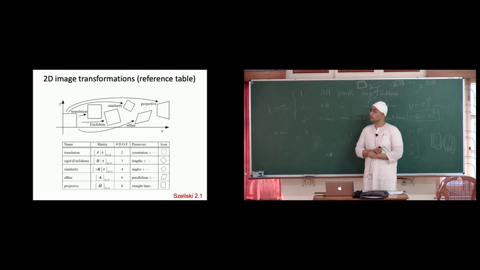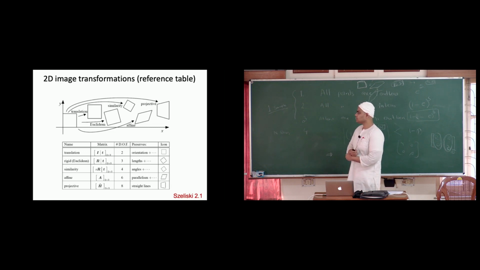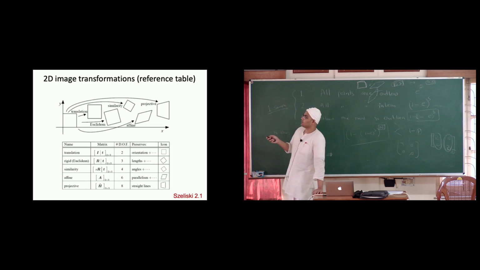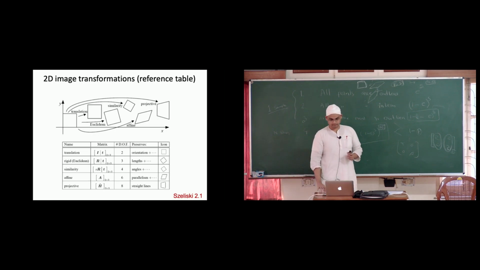What is the difference between Euclidean and similarity? Oh, you can see that one is scaled, another is not. Similarity is smaller. We can represent the scale as 1 though. In Euclidean, we can replace the s with 1. So they are kind of superset and subset of each other.